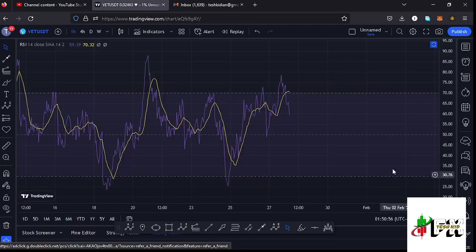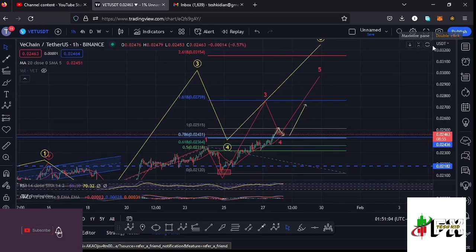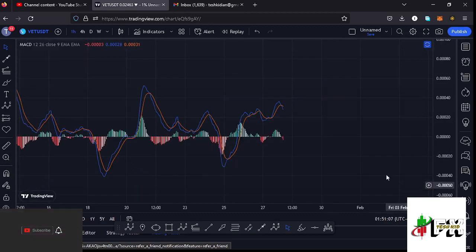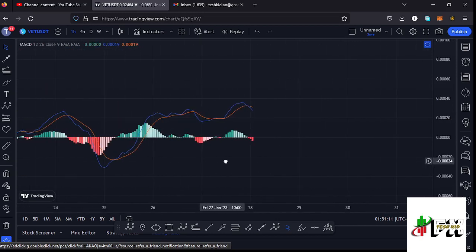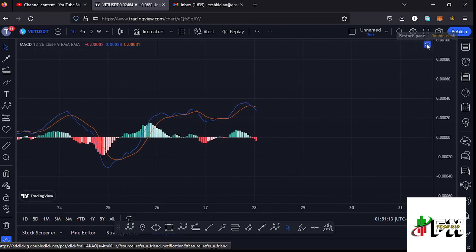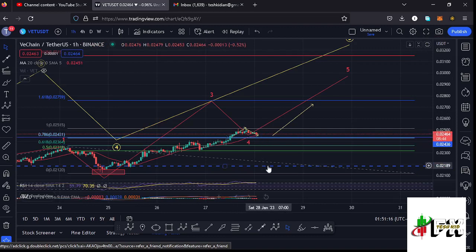Here on the RSI, we are trading at around the 60 mark, meaning we have massive room to support any movements to the upper side before we get into the overbought region in the formation of that wave 3. And also taking a look at the MACD. On the MACD, we have been able to print a bearish cross, and that supports a retest of that key area of support at around the $0.02436 mark before we can expect another bounce to the upside to fully maximize the formation of that wave 3.